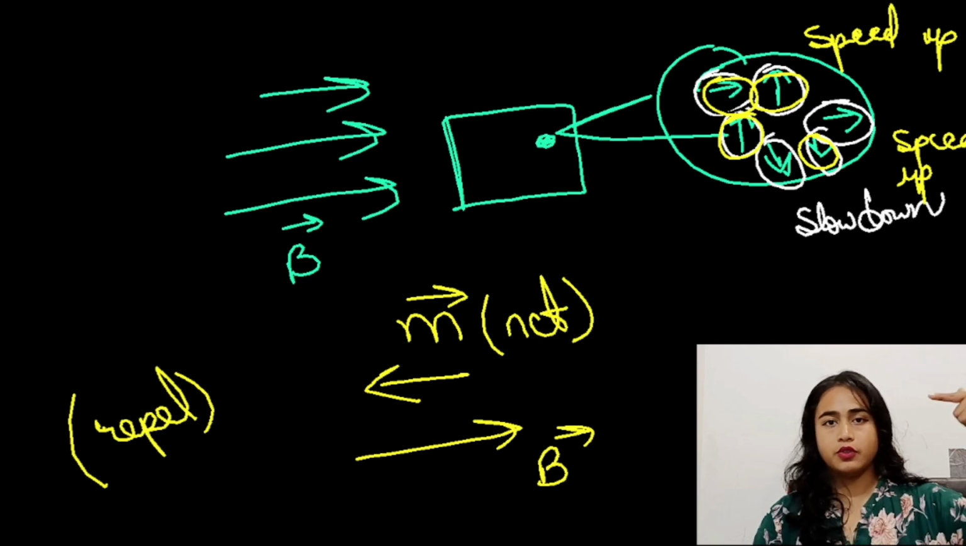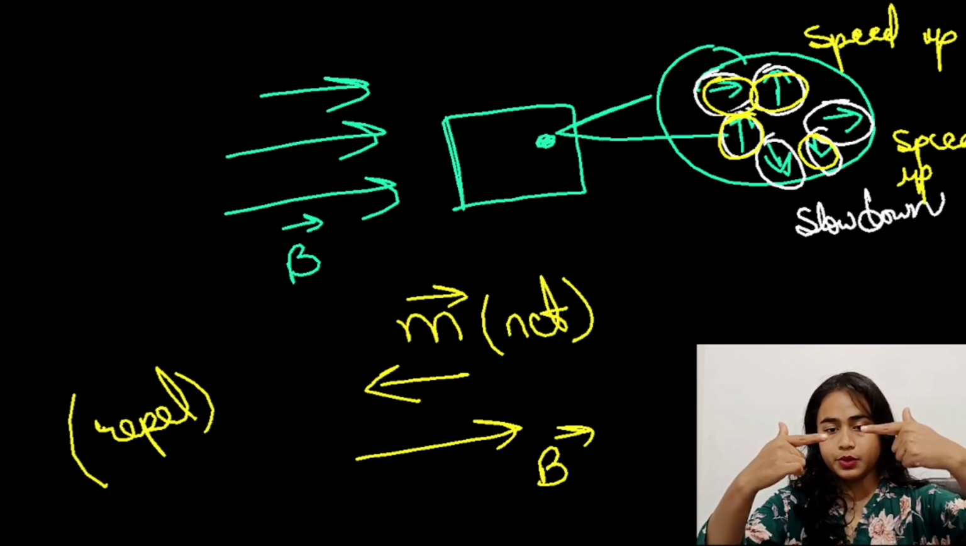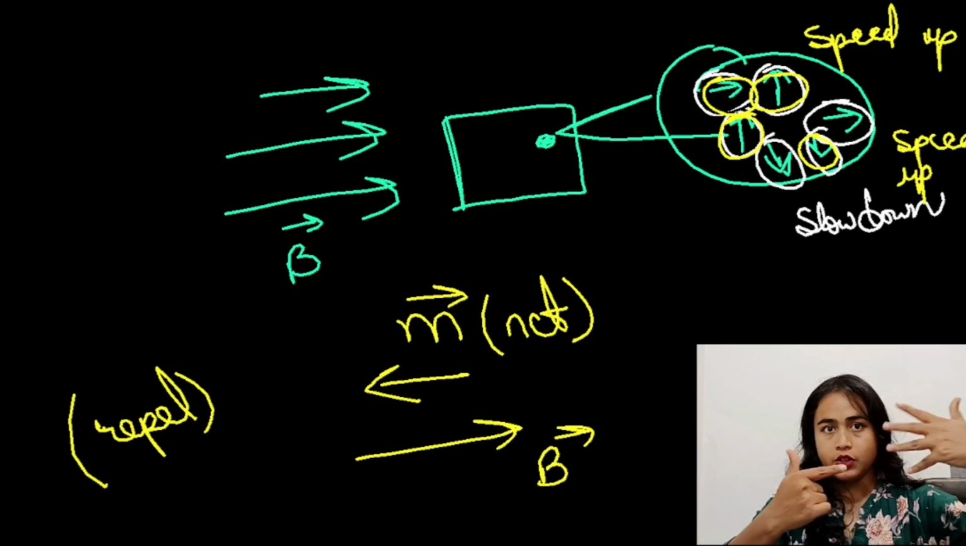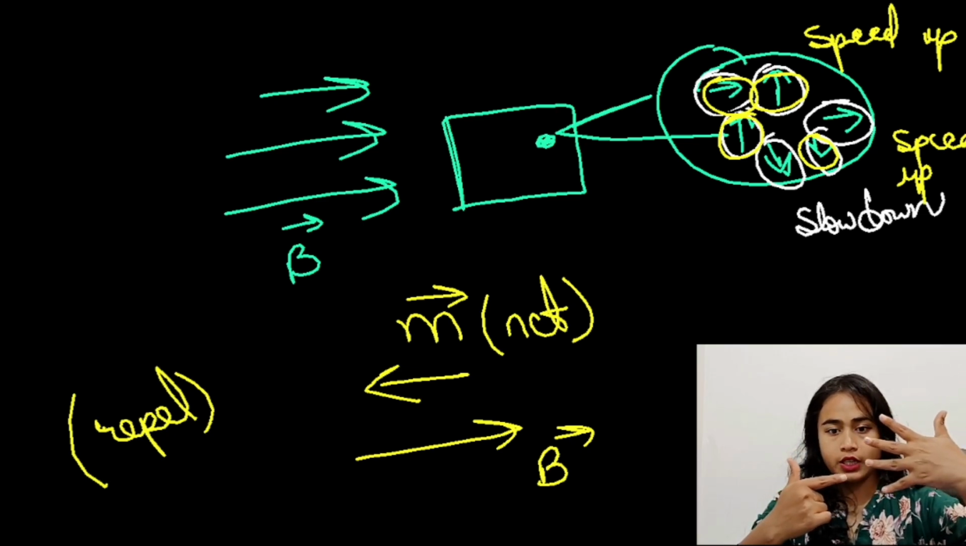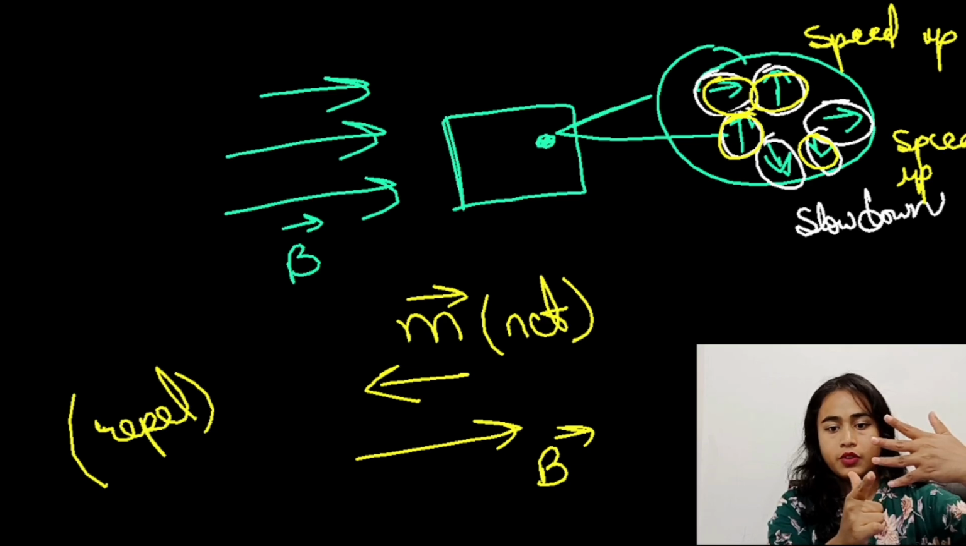So when a magnetic field is applied to your bar substance, this bar is going to move away, repel, as if from very strong field lines. It's going to repel from strong field lines towards the weaker field lines. It's going to repel like this.